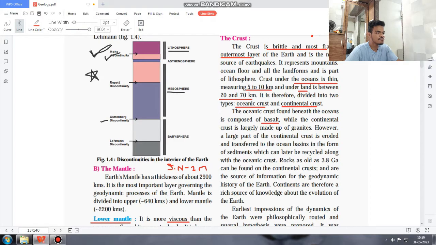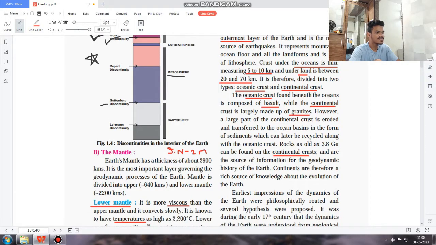It is composed of basalt. Continental is composed of large amounts of granites. So you can see oceanic is made of basalt, continental is made of granites. However, continental crust is eroded and transferred to the ocean basin in the form of sediments, which can later be recycled along with oceanic crust. Very old rocks can be found on continental crust. Continents are therefore rich in.